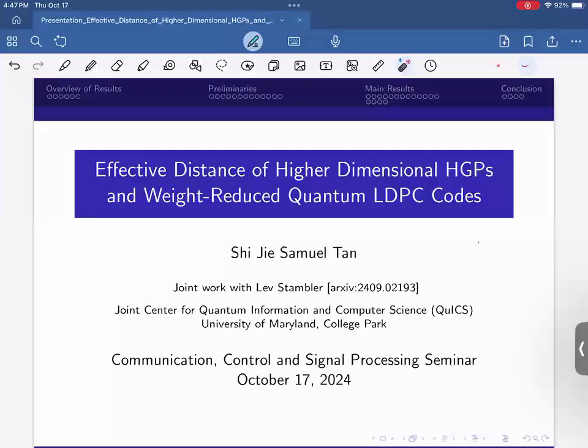Hi, okay, everyone. Today we have Samuel Tan with us from our very own CS department in the neighborhood. Samuel works with Andrew Childs and Dan Gottesman, and his main interests are in quantum error correction and fault tolerance. Today he will be talking about effective distance of higher dimensional hypergraph products and weight-reduced quantum LDPC codes.